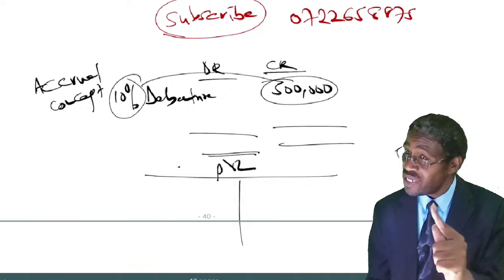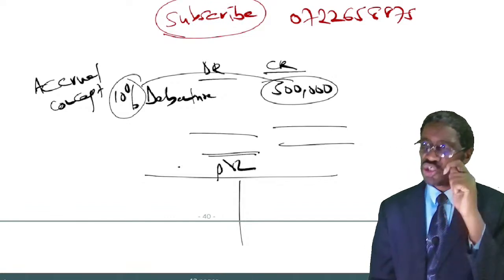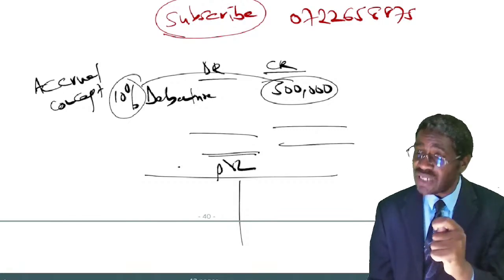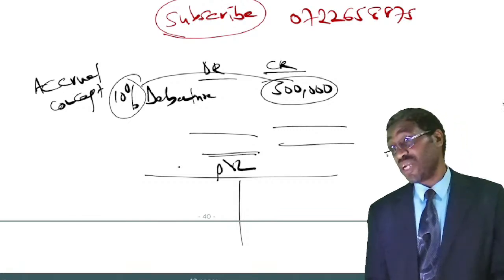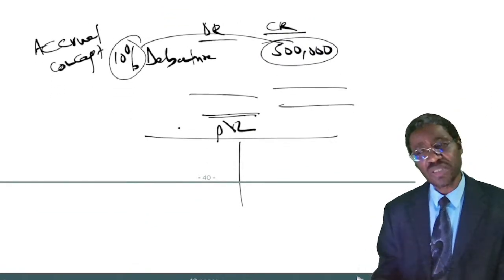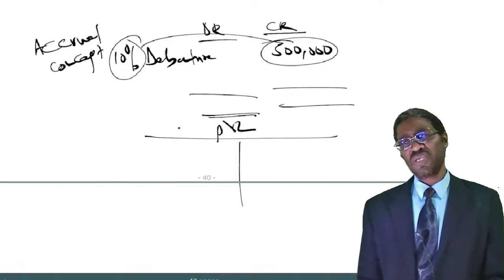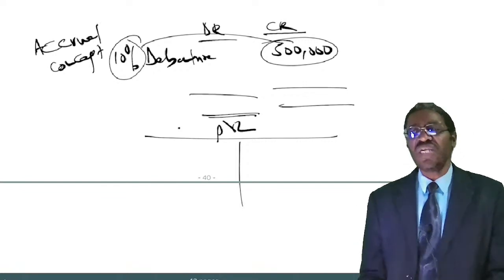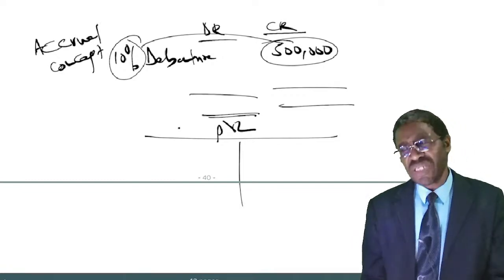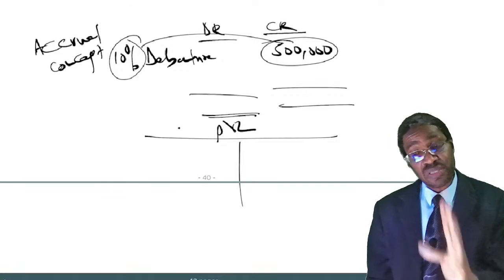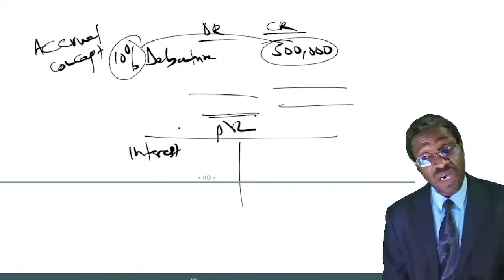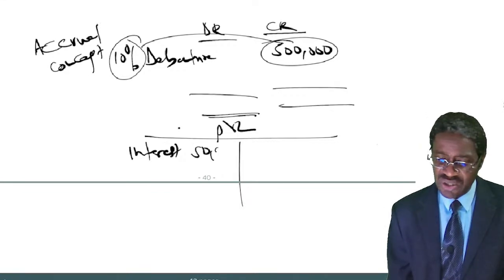Whether you have paid them or not, you should recognize the expense when it was incurred, but not when money was paid. So have you incurred that expense? Yes. Have you paid it? According to this trial balance, I can't see anything concerning interest, so automatically it means you have not paid. But that does not mean you are not going to recognize interest.